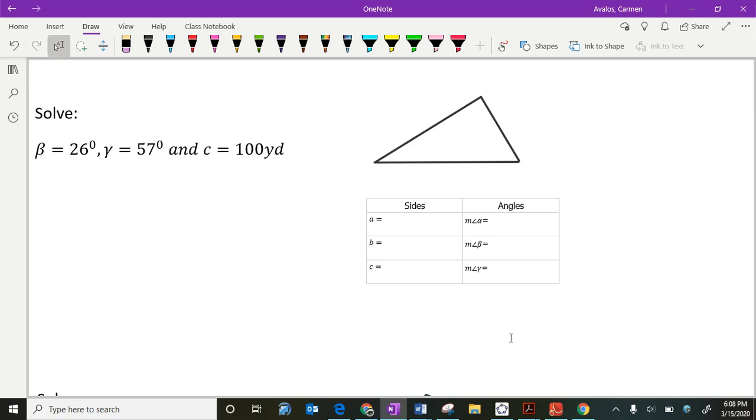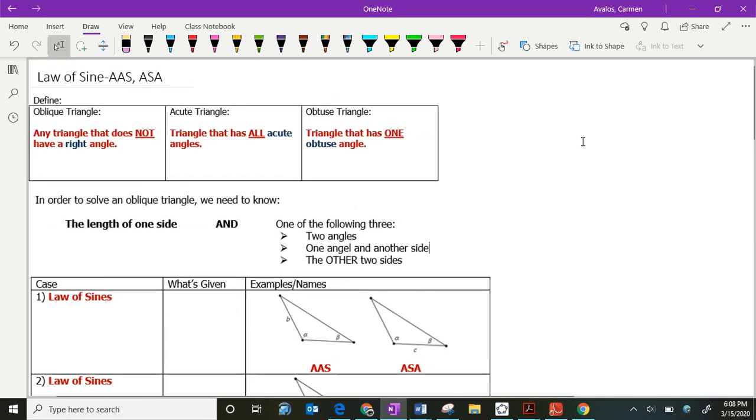So remember SOHCAHTOA? You can't use it anymore. SOHCAHTOA is only possible in a right triangle. And so now we're talking about oblique triangles. An oblique triangle is any triangle that does not have a right angle. So, for example, the one that you guys see right here, that's an oblique triangle because it does not have a right angle. And then we have acute triangles and obtuse triangles.